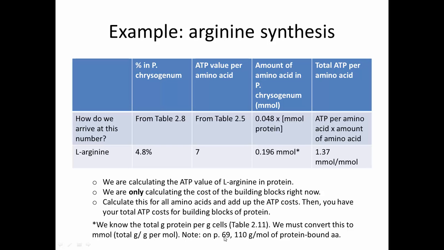And on page 69, you have a conversion factor: 110 grams per mole of protein-bound amino acid. You must use this in order to calculate the amount of moles of protein in the cell. And you can come up with your total ATP per amino acid, which is 1.37 millimoles of ATP per millimole of amino acid. So note on the amount of amino acid in Penicillium, you're using this 0.048, this 4.8%, multiplied by your millimoles of protein. That's how you arrive at this number right here.